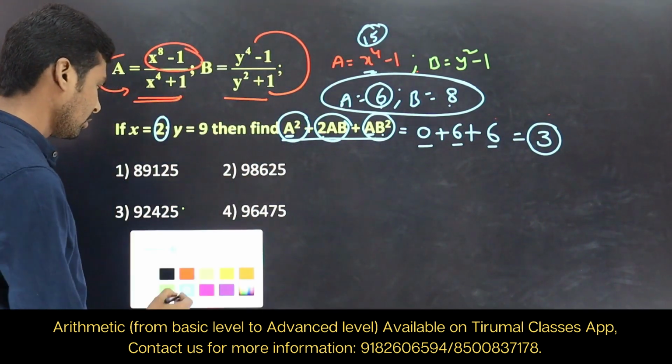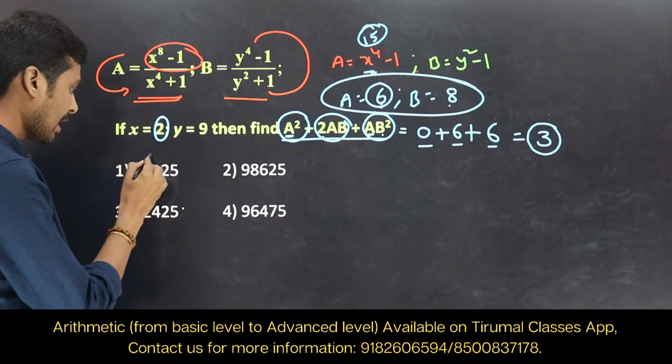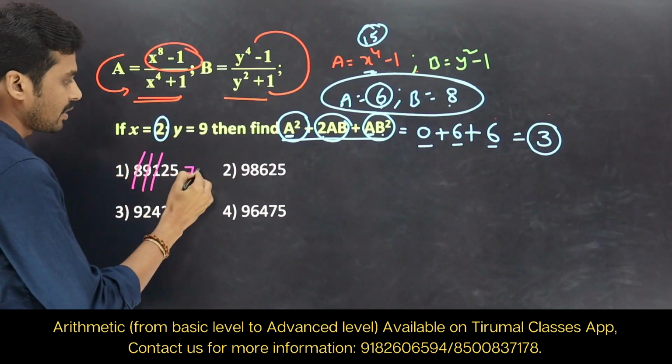Now we check the options. In which options will we get the right answer? Right, 9 gets cancelled, 8 plus 1 gets cancelled, 2 plus 5 is what? 7.